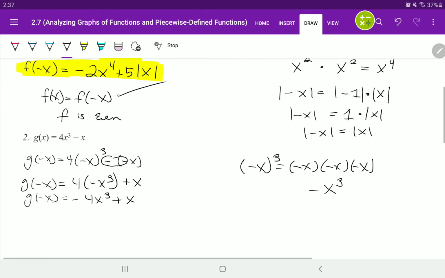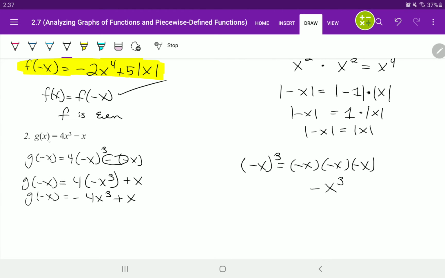Now, if you look here, this function, g of x, is not equal to g of negative x. Because g of x does not equal g of negative x, g is not even. So we know the function is not even. Let's see if the function is odd.